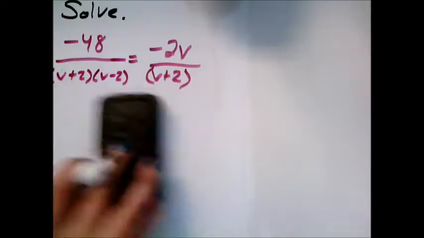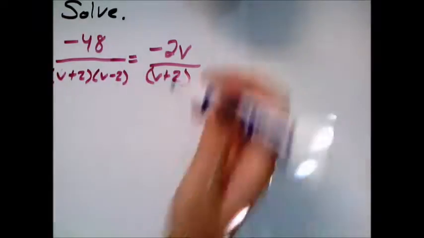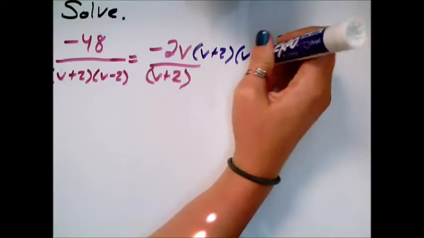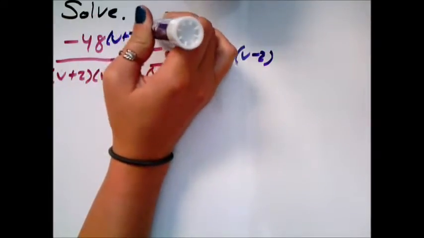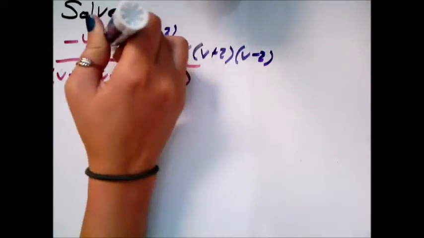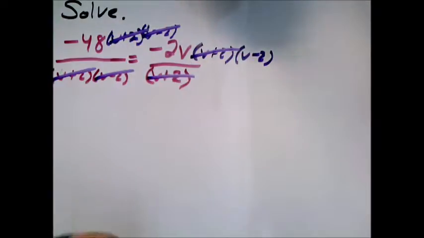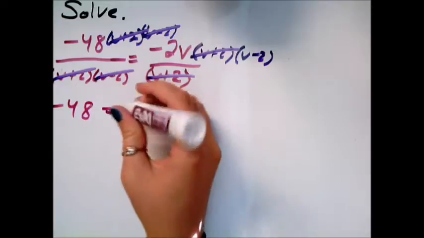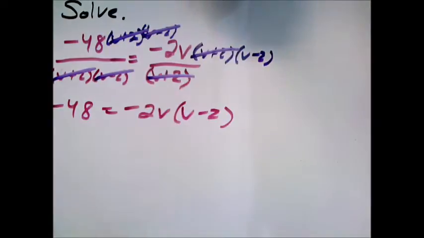Now that it's factored, it's probably easier to see that my LCD, or what I have to multiply by to get rid of all the denominators, is that I have to multiply both sides by v plus 2, and I have to multiply both sides by v minus 2. Works out really nicely over here because both factors cancel, and here v plus 2 cancels. So I'm left with negative 48 equals negative 2v times v minus 2, what's left over there.